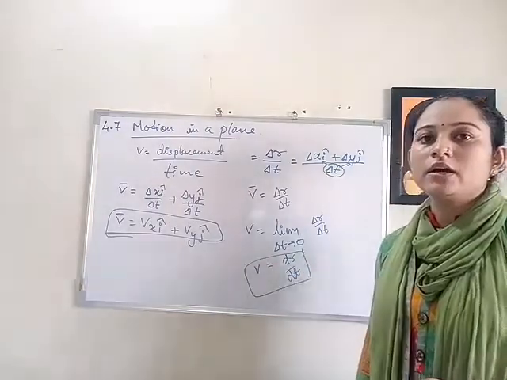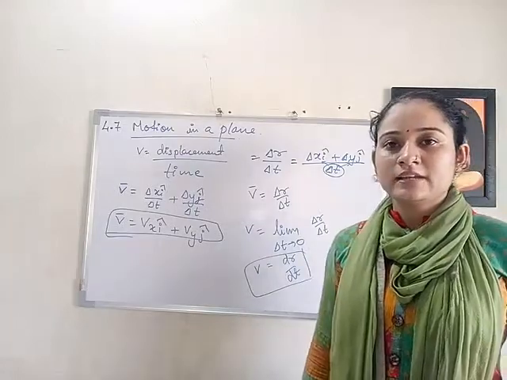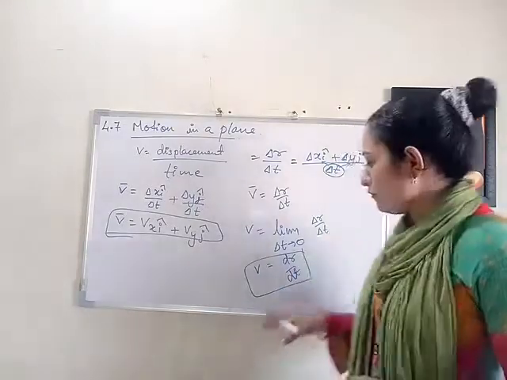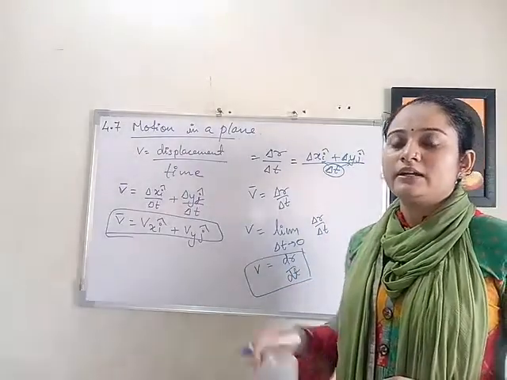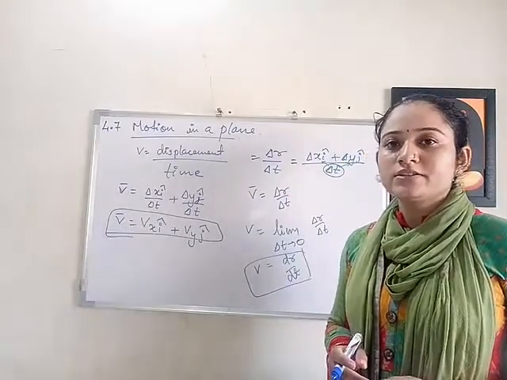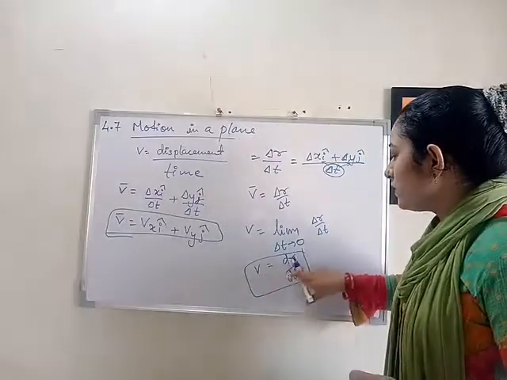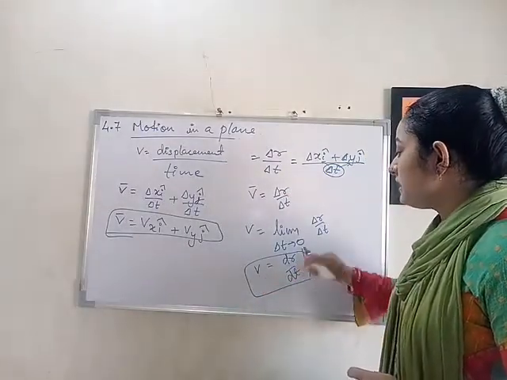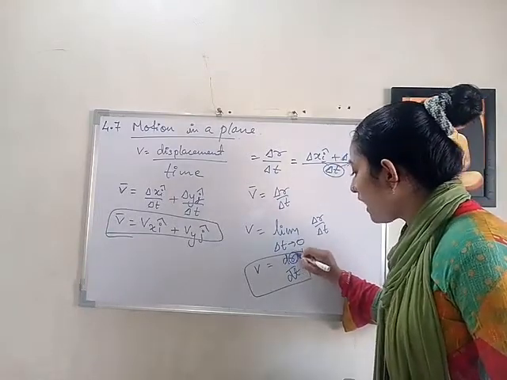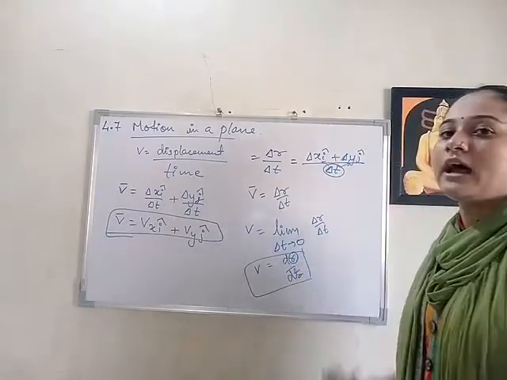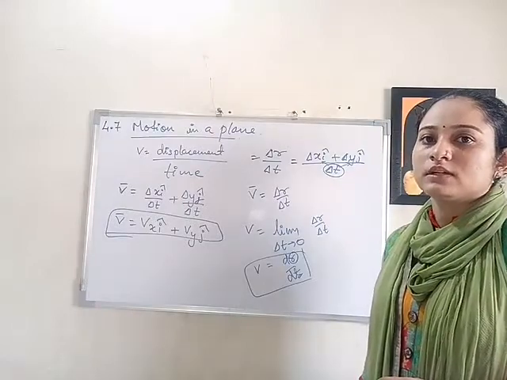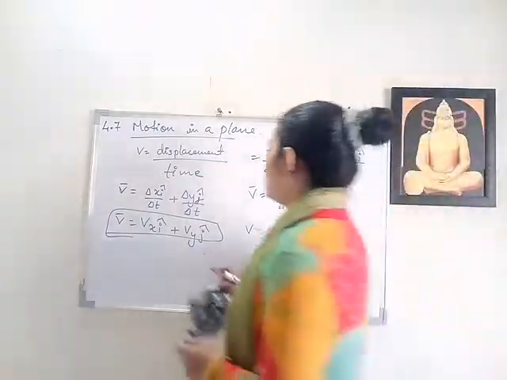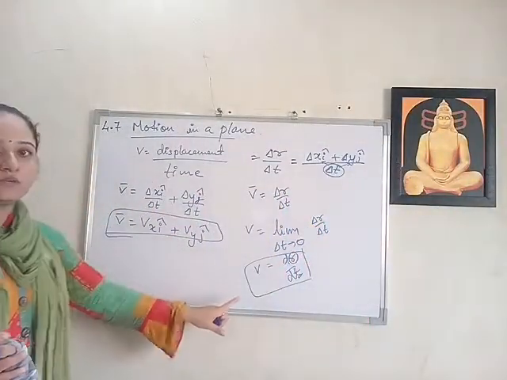Sharat sir has covered this derivation in his lecture. So if you don't understand this dr by dt, you can go through that lecture. So v equal to dr by dt, that is the derivative of r with respect to time t. Clear? So this was the velocity.